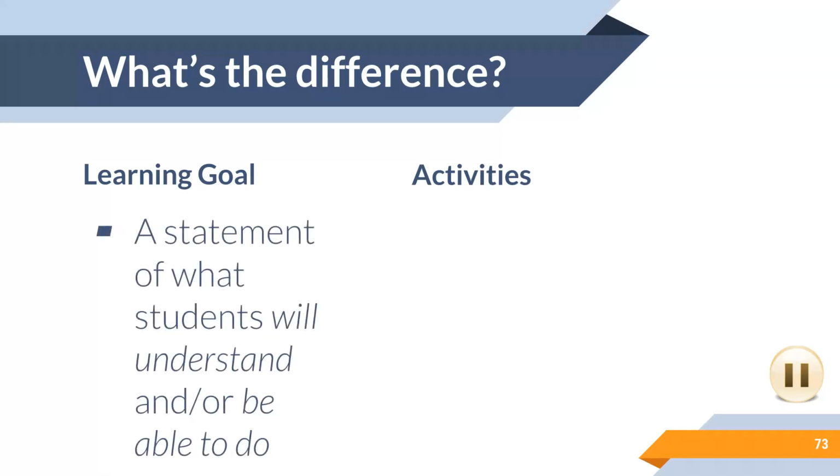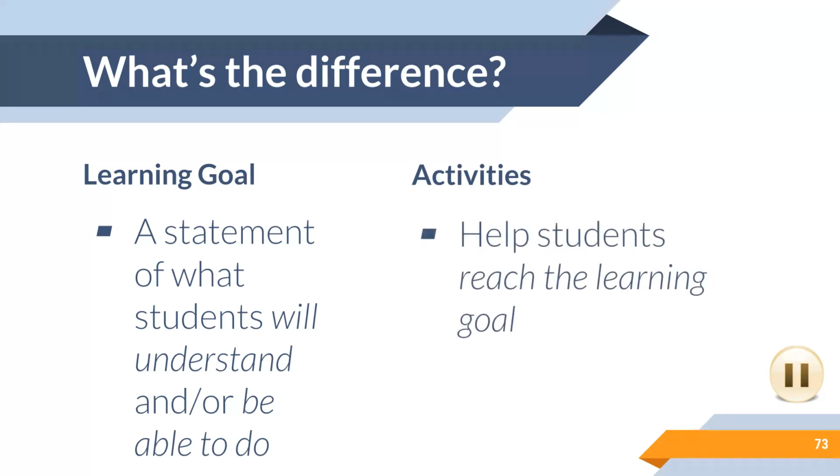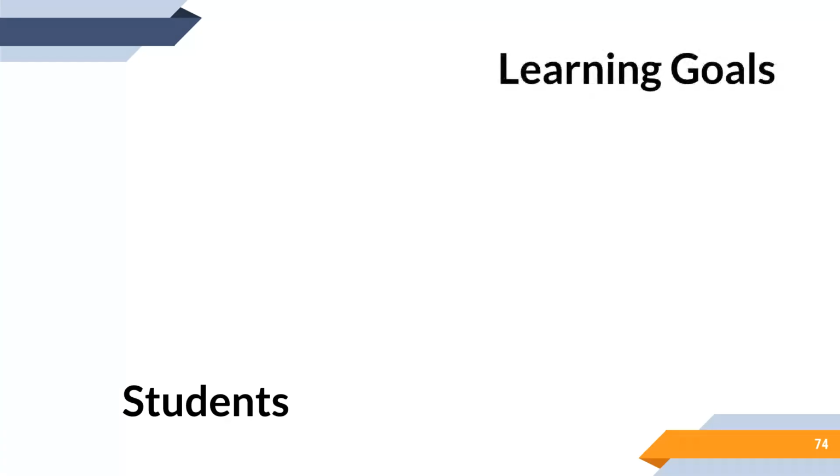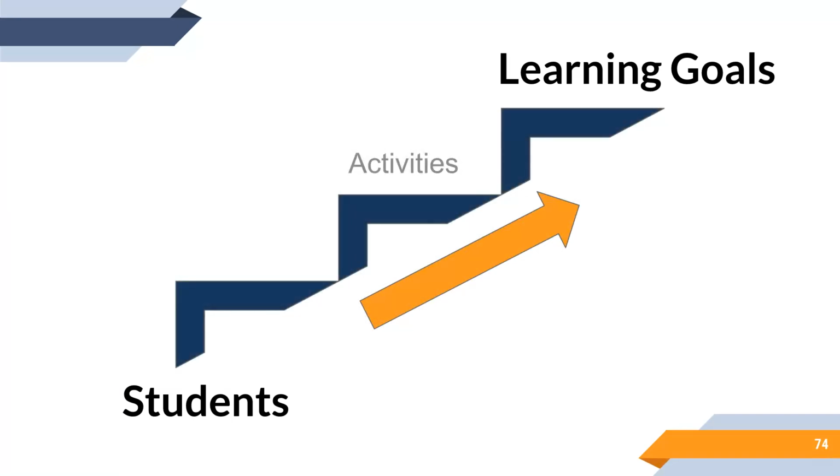Learning goals are a statement of what students will understand and or be able to do, and activities help students reach the learning goal. How close were your definitions? Think of it this way. We give our students learning goals and want to help them reach those goals. The way we do that then is through activities.